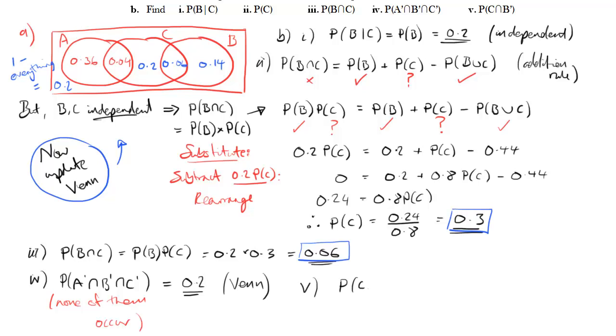Part 5, we want the intersection of C with not B. Well, that means the region where C occurs, but B does not. So there are two parts that this applies to, 0.04 and 0.2. Check that you agree with that. We simply add them together.